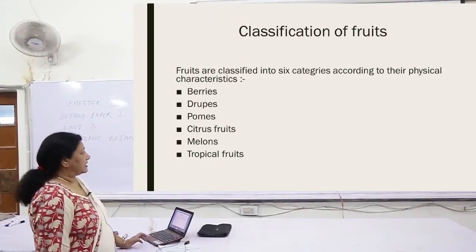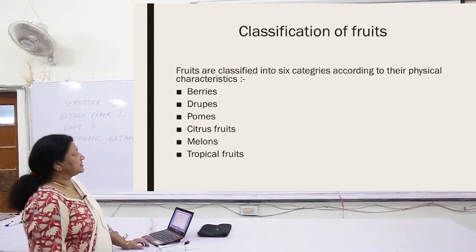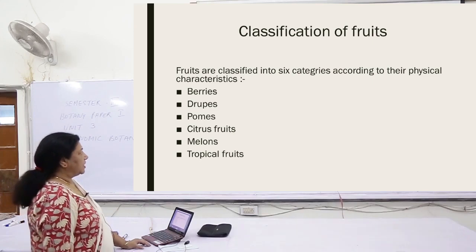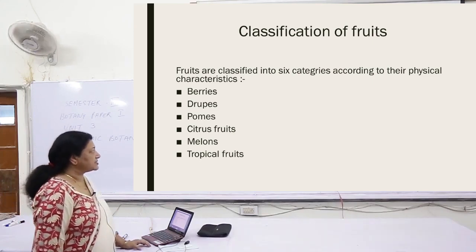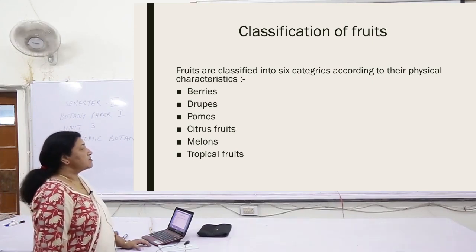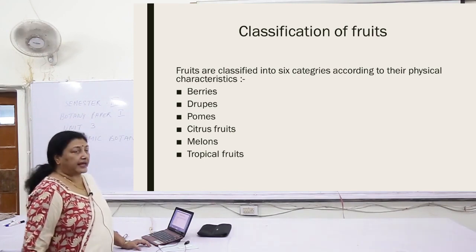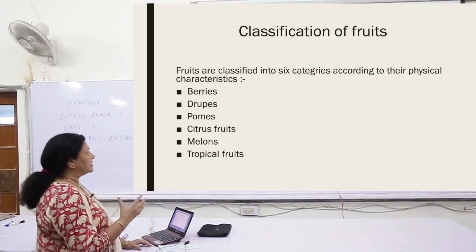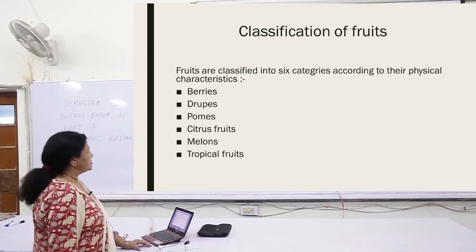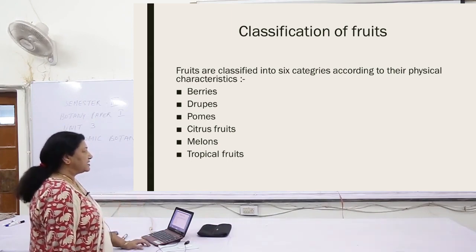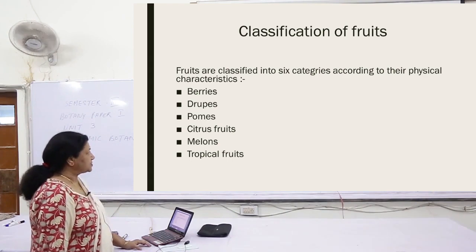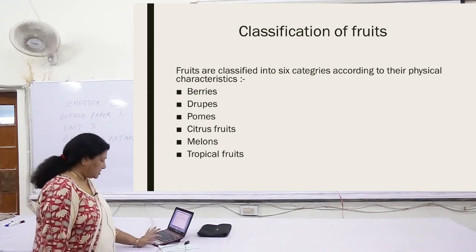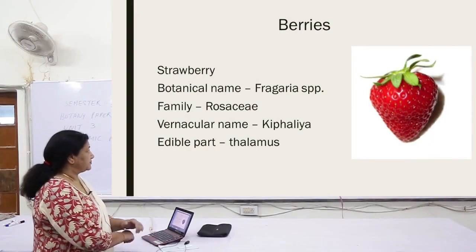As we have classified the various other things, there is a classification for fruits as well. Fruits are classified into 6 categories according to their physical characteristics. Physical characteristics means how it looks externally. There are 6 categories. First is berries, then comes the drupes, pomes, the citrus fruits, melons and the tropical fruits.